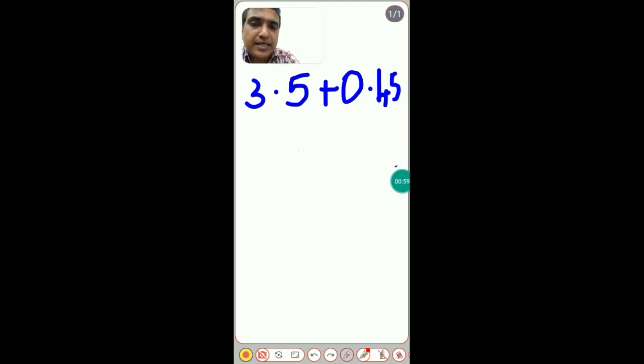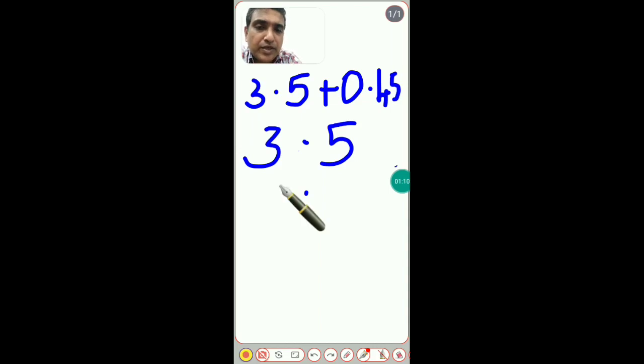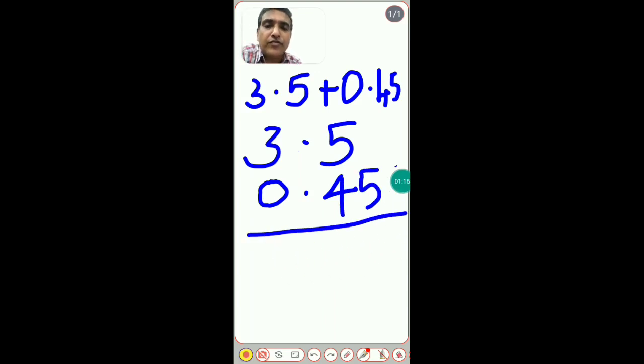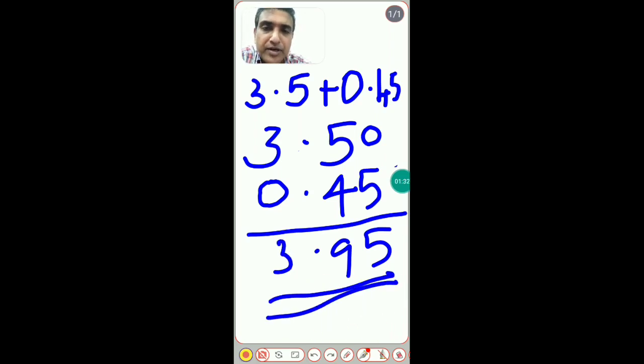So write like this, 3.5. In the second case, write the decimal in the same places, that is 0 here, then 45 like this. Now add. Here 3.5 means 3.50. So 0 plus 5, 5, 5 plus 4, 9. That is 3.95. 3.95. That's all. Simple. Okay. Next one.